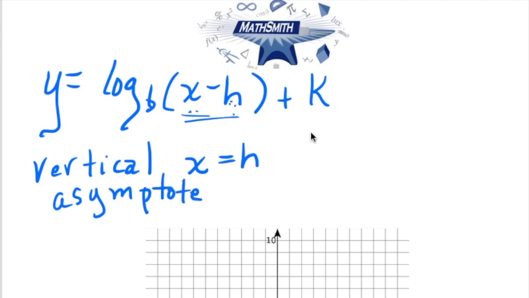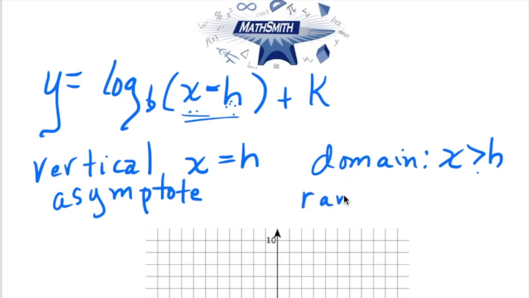And the other part is the domain. You're not going to be able to take the logarithm of any negative numbers, right? Because you're taking these bases and raising them to various powers, therefore you're always going to get a positive number. So the domain is always going to be x greater than h, because this is minus h. So this is like a shift to the right, or whatever the opposite of h is. The domain's going to be greater than h, and the range is all real numbers.